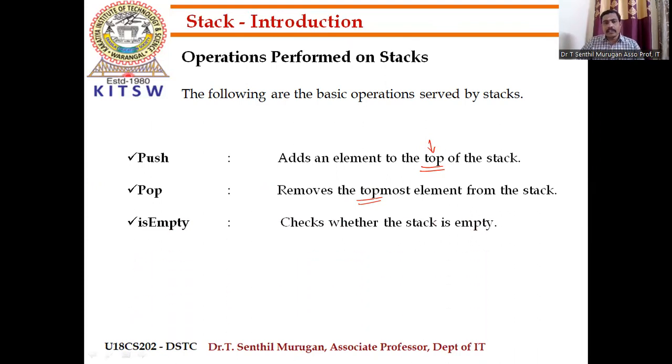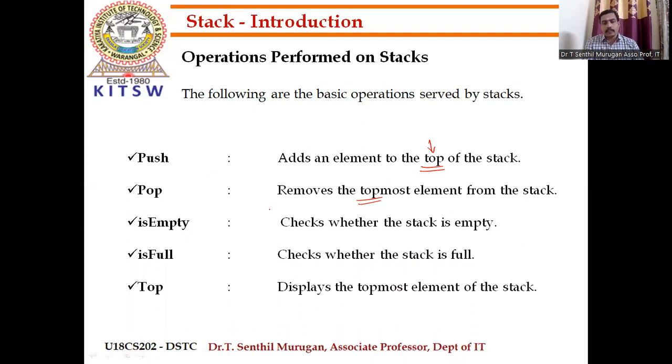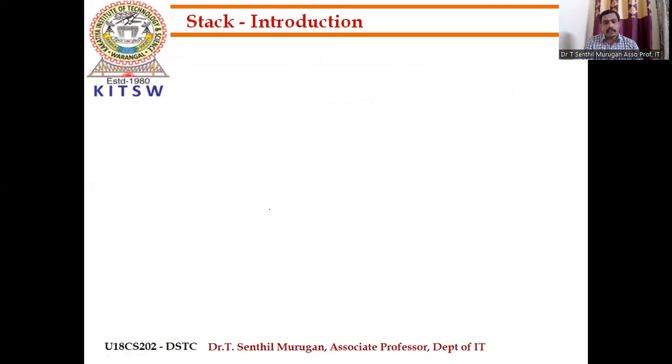What conditions do we have to check? First, is empty. This is also one of the functions: we have to check whether the stack is empty or not. The next condition is whether the stack is full or not. When we have to insert an element, we have to check if it is full. When we have to delete an element, we have to check if it is empty. The second one is top. Top is a pointer. It is pointing to the top location in the memory which is allocated for our array. So these are the operations.